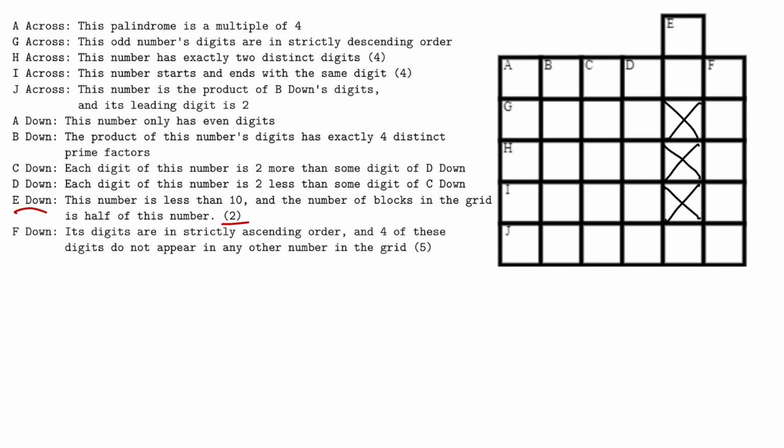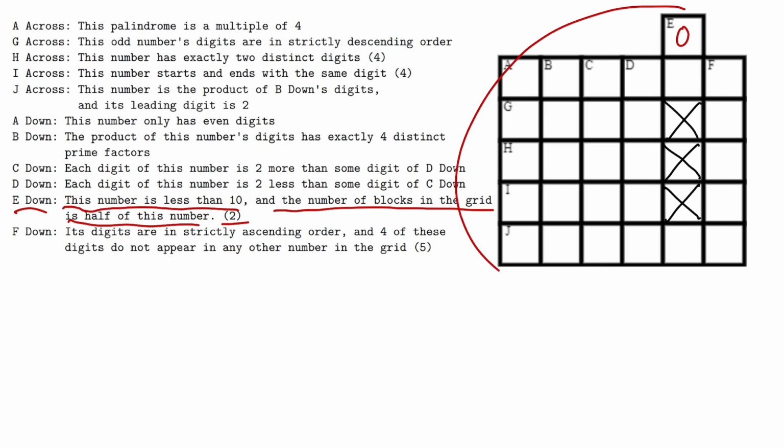That's E down. This number is less than 10. So that means we must have 0 something. And it says the number of blocks in the grid is half of this number. So this is the whole grid. And so far we have 3 blocks. If we only have 3 blocks, that means this would be a 6. But if we have another block here, then 4 blocks, that means we will have 8 right here. So I don't know though. It's either 6 or 8.